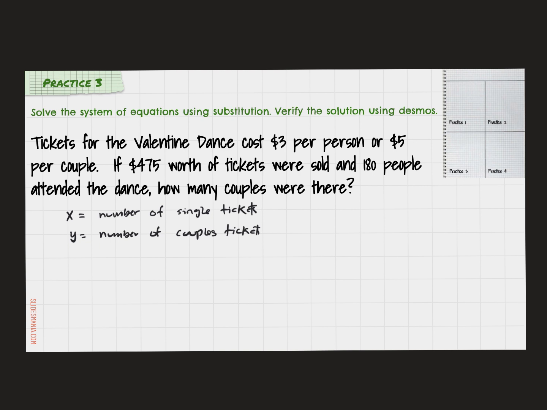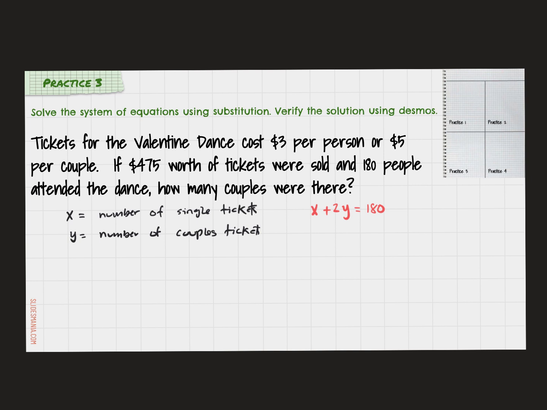So when I write my equations, I'm going to have two equations. The first equation is going to be talking about the total number of tickets. So if I add my x tickets plus my y tickets, I get a total of 180 people. But for this one, you want to make sure you include a 2y because 2y represents the couple tickets, which is two individuals.